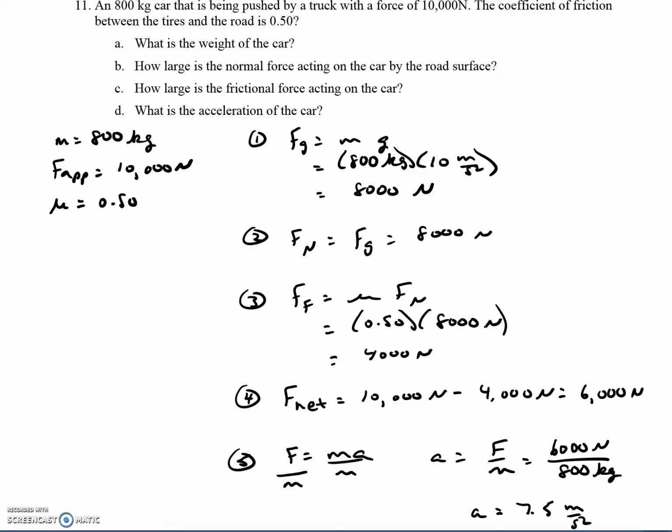Here's a look at the last review question for our Unit 9 test review. It says an 800 kilogram car is being pushed by a truck with a force of 10,000 newtons. The coefficient of friction between the tires and the road is 0.50. The first thing we want to calculate is the weight of the car.